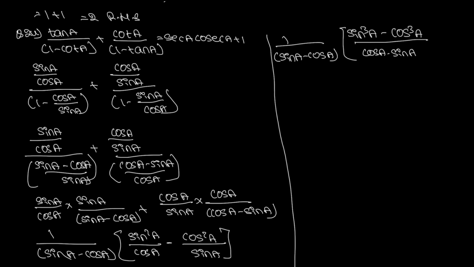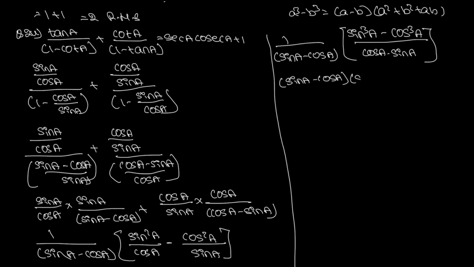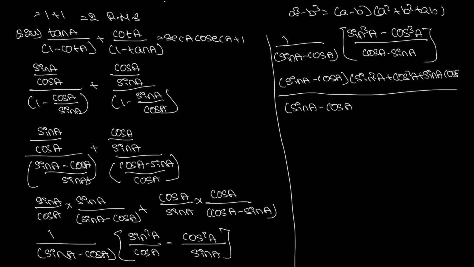Again here we have a cube minus b cube form. What is our a cube minus b cube? So a cube minus b cube is nothing but (a minus b)(a square plus b square plus ab). Right? This is our a cube minus b cube form. Let's expand this. Here we'll get sin a minus cos a into (sin square a plus cos square a plus sin a into cos a), and the denominator will be the product of these two terms, that is sin a minus cos a into cos a and the product of sin a.